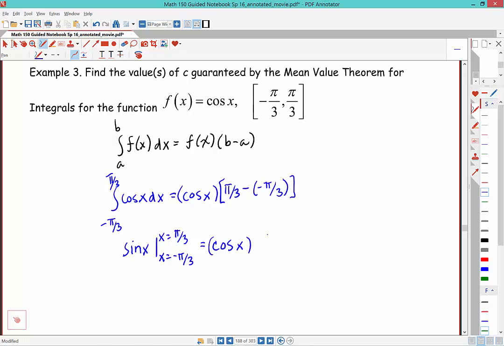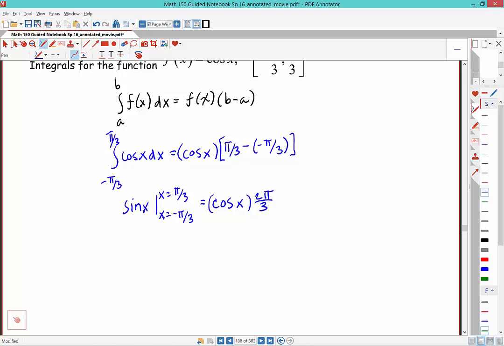Awesome. All right, so now what we'll have here is sine at pi over 3 minus sine at negative pi over 3 is equal to 2 pi over 3 times cosine at x. So here, sine at pi over 3 is root 3 over 2. And then using the negative angle identity, sine at negative pi over 3 is negative sine at pi over 3. So that would turn the minus sign here to a plus. So we'd have another root 3 over 2. And that's going to equal 2 pi over 3 times cosine at x.